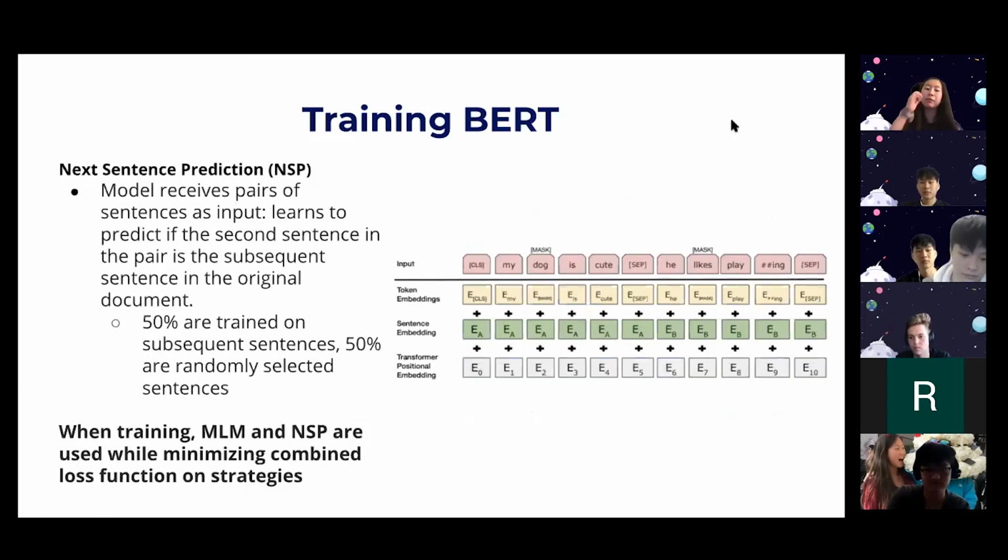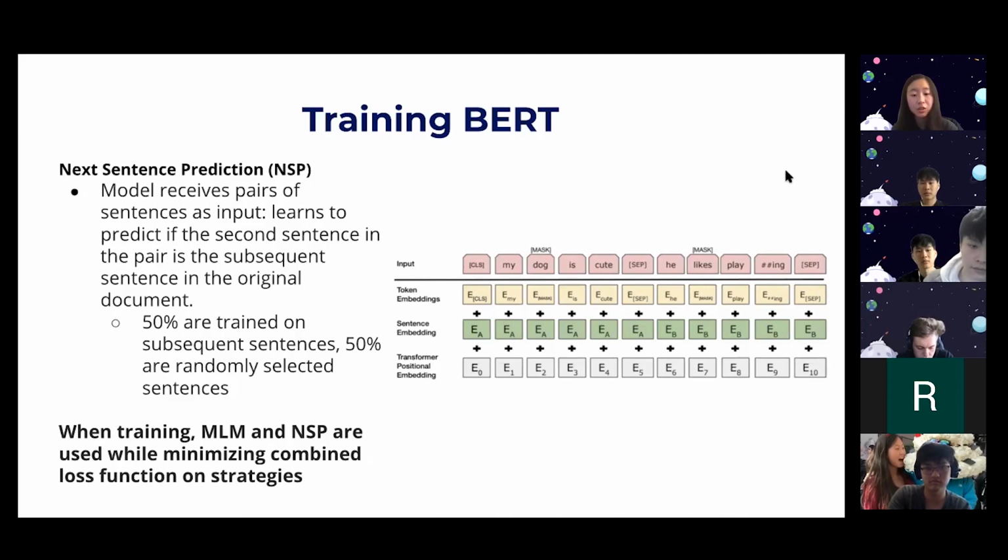And then the second part was next sentence prediction. So this is the relationship between sentences, and how BERT does this is it takes in pairs of sentences, and 50% of these pairs are related sentences, meaning that one comes after the other sequentially. And then the other 50% are just 2 random sentences with no relationship whatsoever.